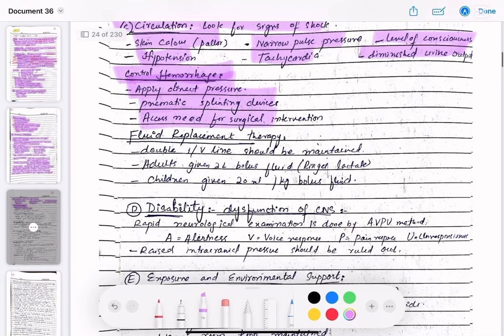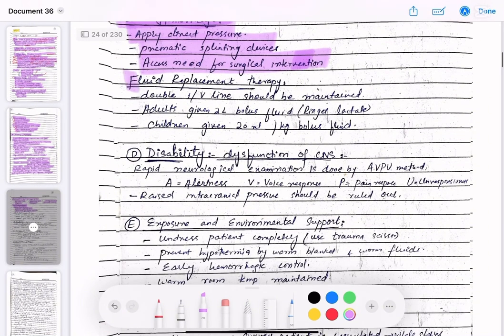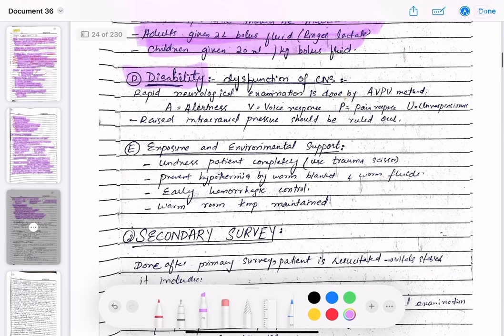Then fluid replacement therapy: a double intravenous line should be maintained. Adults are given a 2 liter fluid bolus, and children are given a 20 ml per kg bolus. For disability, or dysfunction of the CNS, a rapid neurological examination is done by the AVPU method.